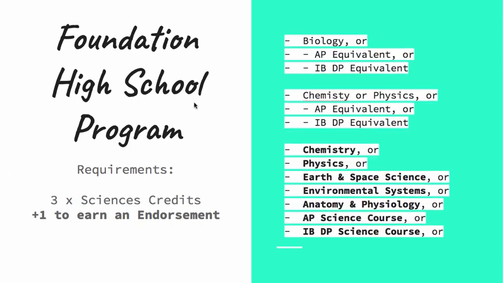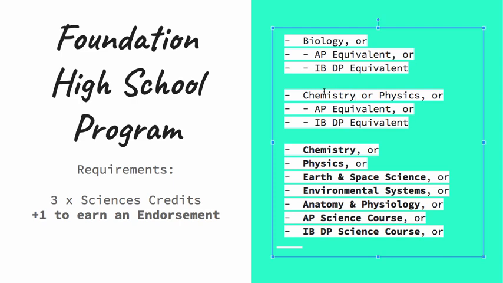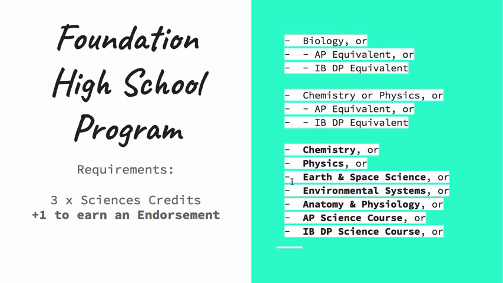Science has a similar setup. You have to have biology or an AP or IB equivalent. You have to have chemistry or physics or an AP or IB equivalent. And then you need one more, so one of these. And you need one additional one of these to earn an endorsement, right?